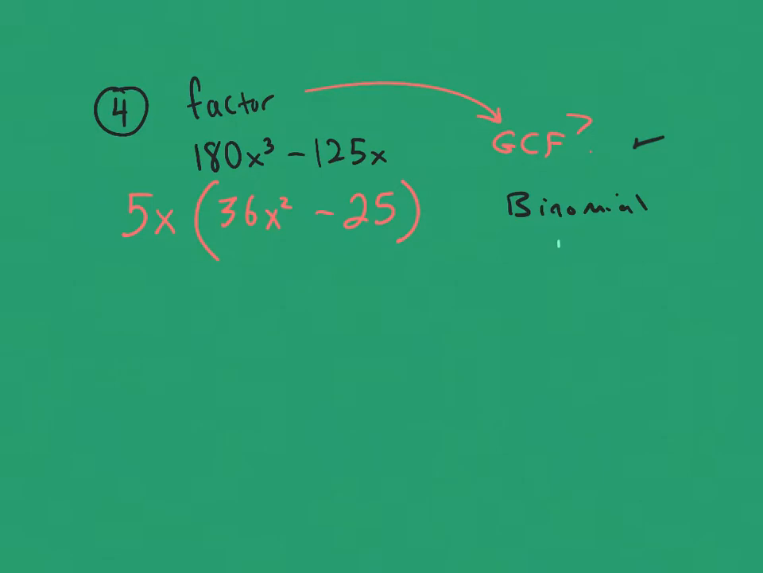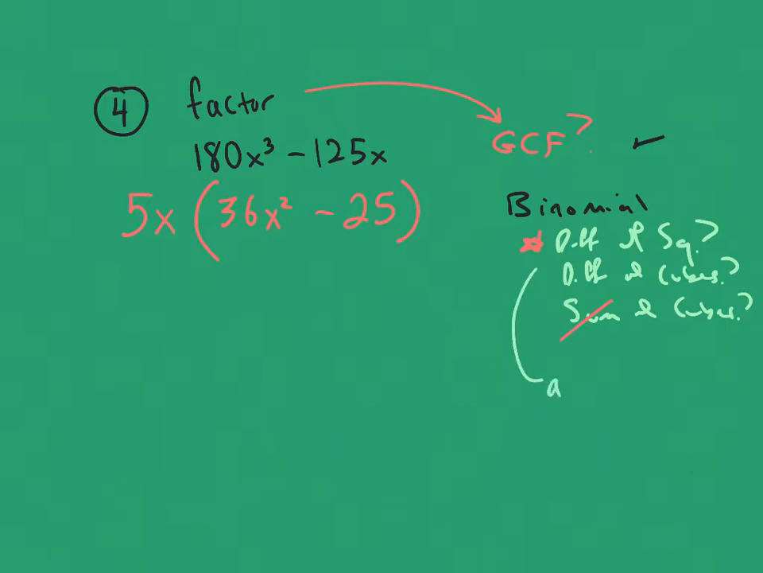So we want to check, is it difference of squares, difference of cubes, or sum of cubes? Definitely not sum of anything. We've got a minus in the middle, but it could be difference of squares or difference of cubes. If you look at your squares list, you'll see that 36 and x squared are on there. Also 25 is on there.